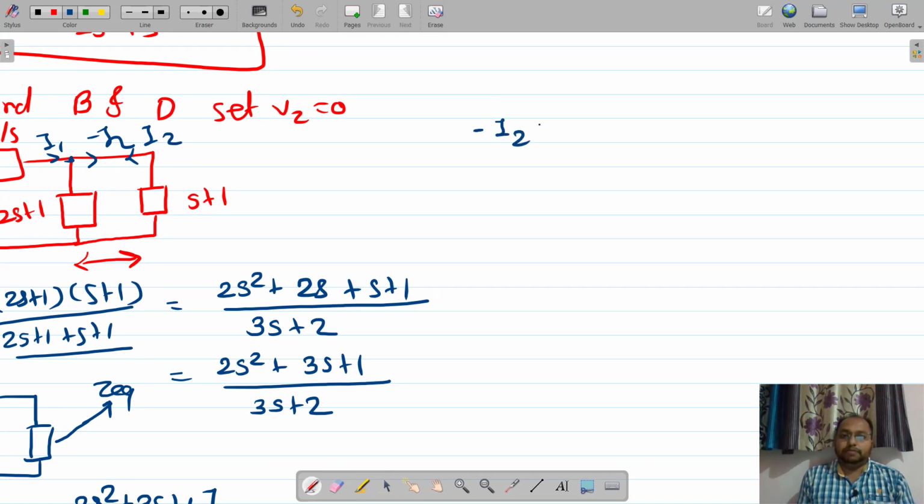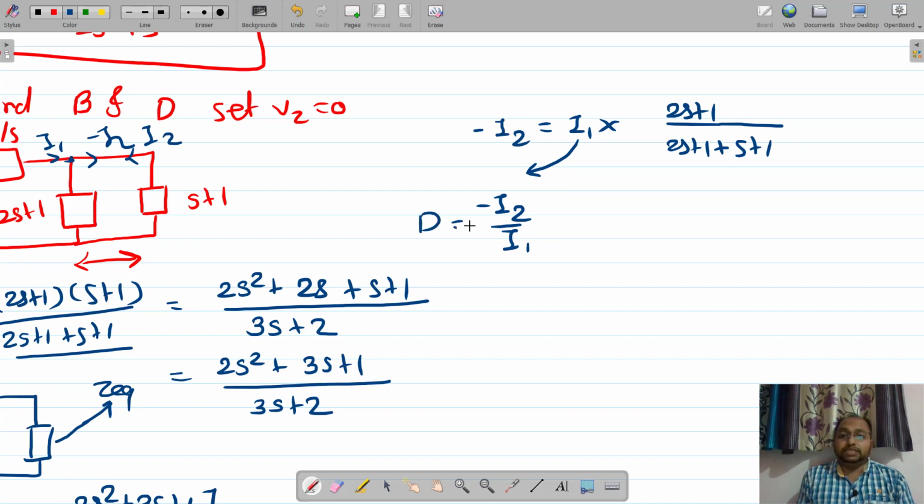Minus I2 is equal to I1 into the opposite branch resistor, 2s plus 1, divided by 2s plus 1 plus s plus 1, the total resistance. Take this term to the left hand side. So minus I2 divided by I1 is nothing but my D, and the minus sign is also important in this ratio, so no need to transfer that minus to the right hand side. So 2s plus 1 divided by 3s plus 2. This is our D.